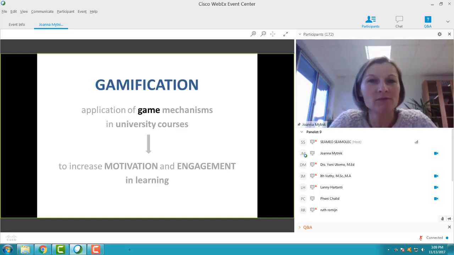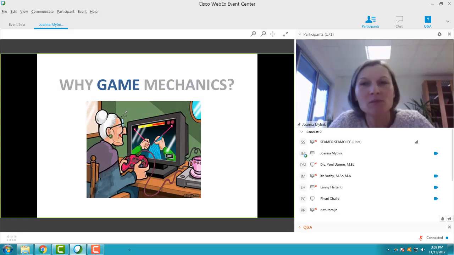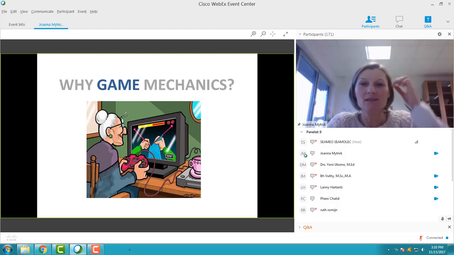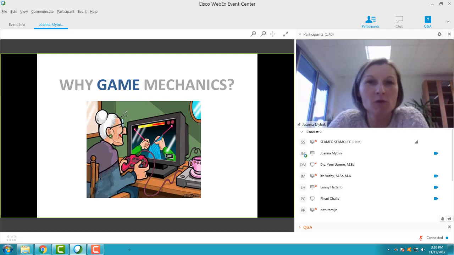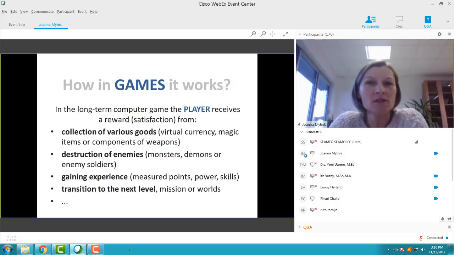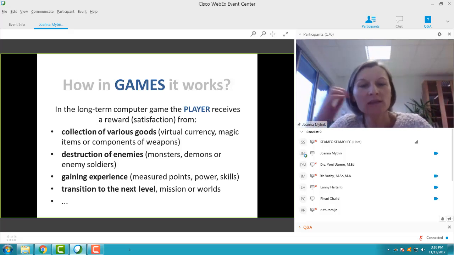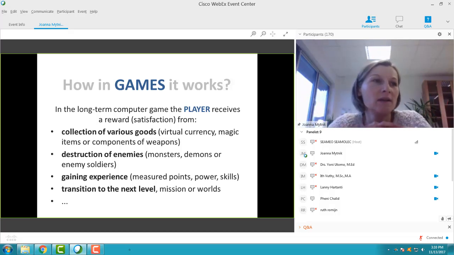The key word is game. Gamification is based on a game. We know why games are so interesting, why game mechanics are so important. In games, it works very well, increasing motivation. In a long-term computer game, like our courses at the universities, the players and our students receive many different rewards, and these rewards are the source of satisfaction.